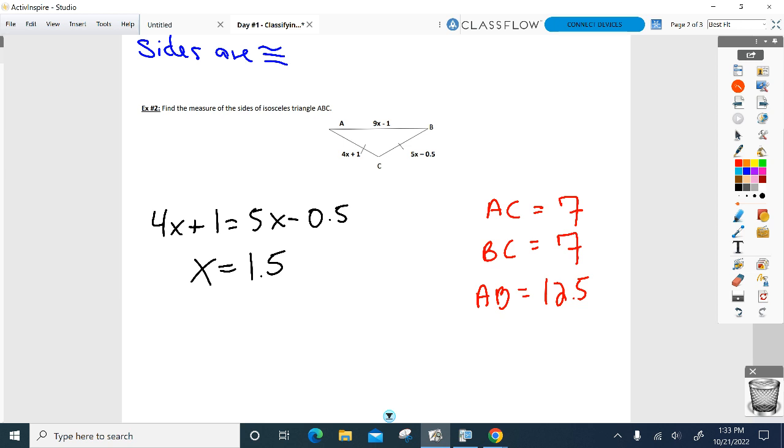Any issues there? The only reason I'm doing this problem with you is just to emphasize: one, sides aren't equal to 180, and two, just because all three sides are given doesn't mean you have to use them. All good. Before we get to the next one.